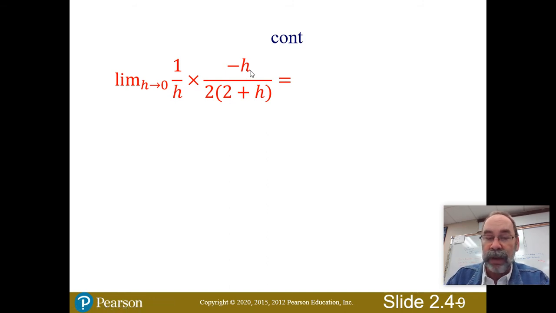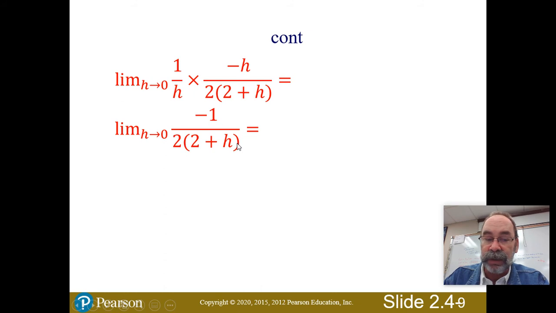So what are we left with? We've got negative 1 over 2 times the quantity 2 plus h. Now I can put in 0 for h. Before I couldn't do it because then we would divide by 0, but now we don't divide by 0. So what is the slope of that equation at t equals 2? Negative 1/4. That's how you do fractions.